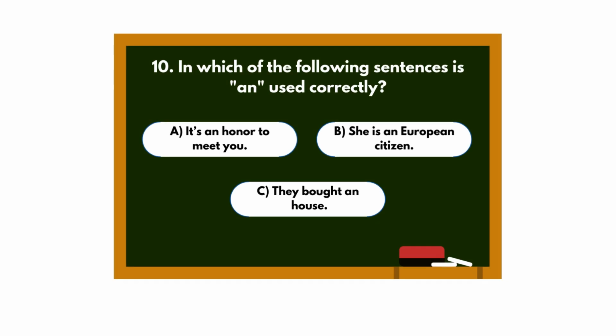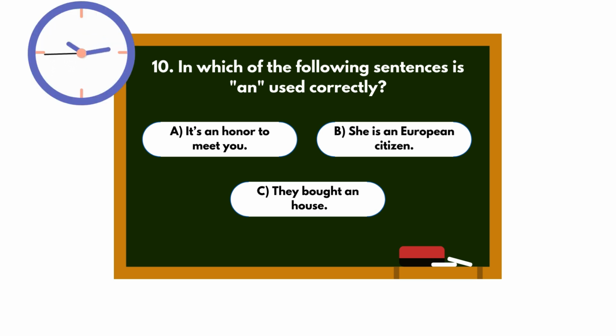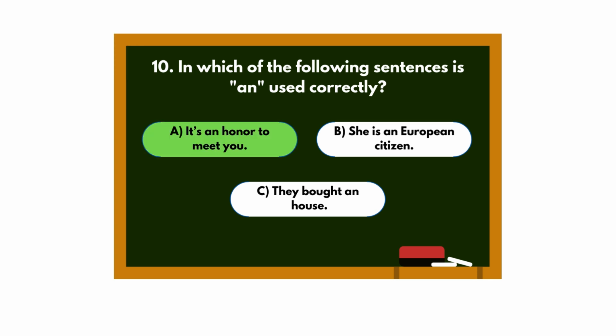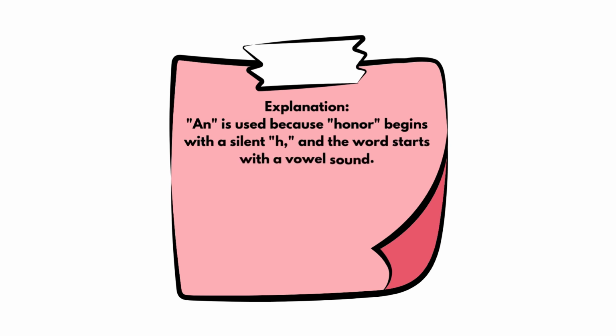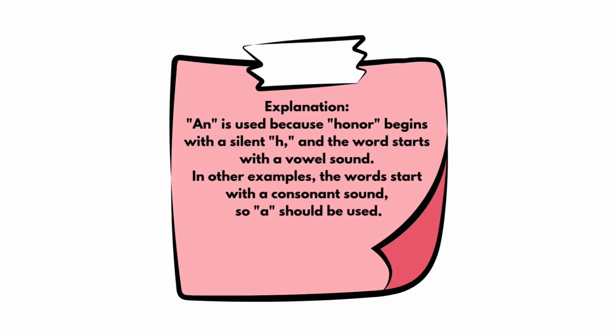Question number 10. In which of the following sentences is an used correctly? Option A, it's an honor to meet you. Option B, she is an European citizen. Option C, they bought an house. The correct answer will be option A, it's an honor to meet you. Explanation: an is used because honor begins with a silent H, and the word starts with a vowel sound. In other examples, the words start with a consonant sound, so a should be used.